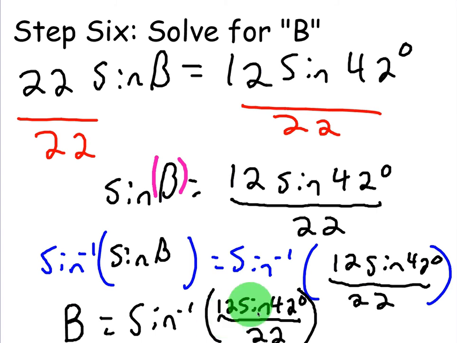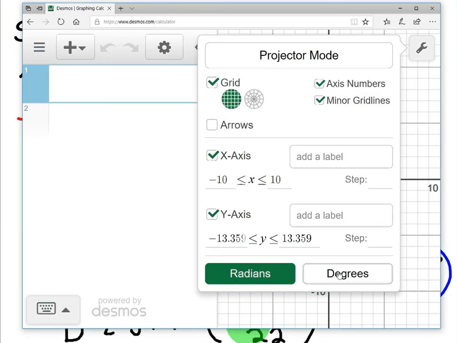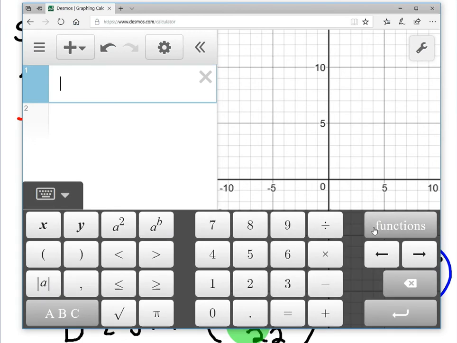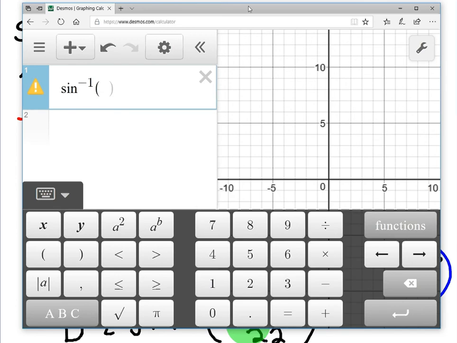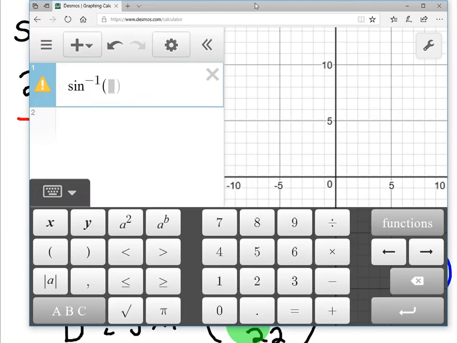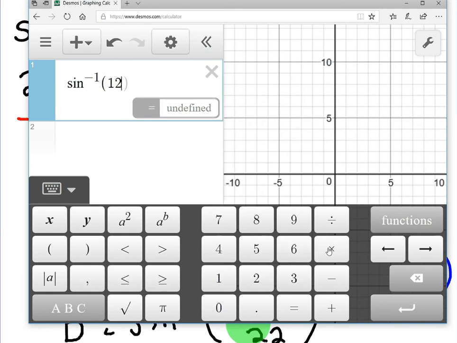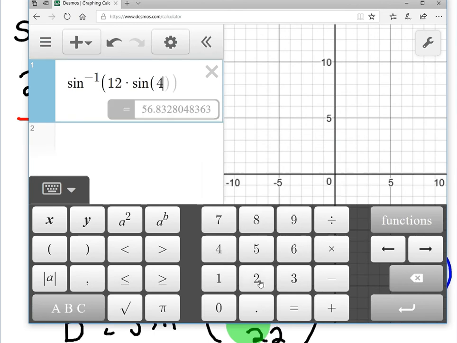Next, I want to show you how you're going to plug this into your calculator. So the very first thing you need to do is make sure your calculator is in degrees. Again, I'm using Desmos, my calculator of choice. So I'm going to go to settings and click on degrees. Okay, next for the inverse, you can go to functions and then go to inverse and just click on sine inverse. Okay, so first we have 12 times sine of 42. So inside the parentheses, I'm just going to type in 12. And you don't have to put times, but I'll put times. Go back to regular functions, sine of 42.